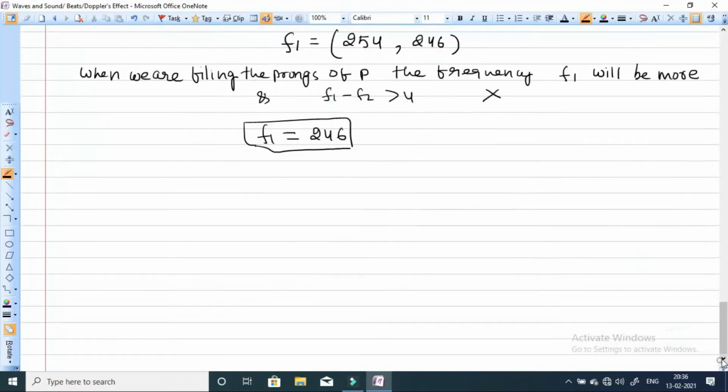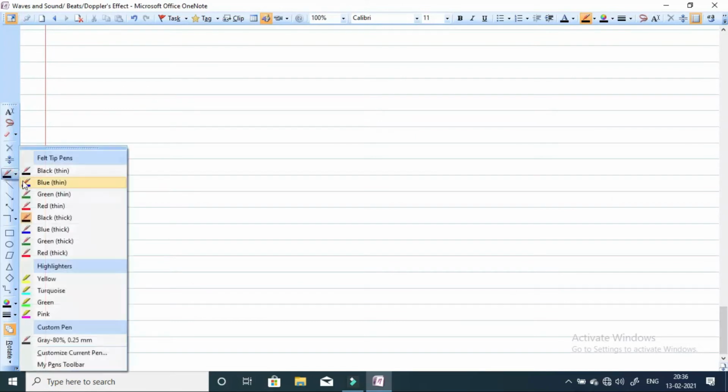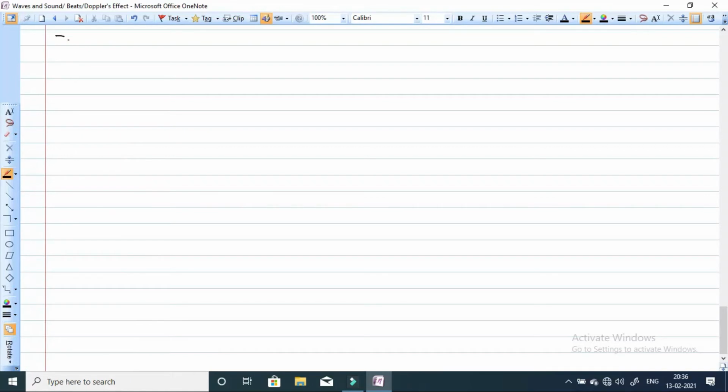Now the next topic is Doppler's effect. First we will see what Doppler's effect is.